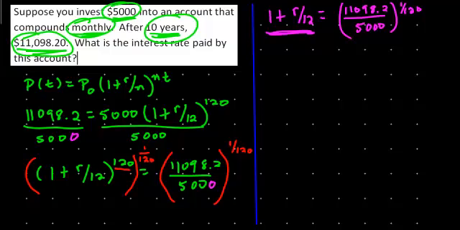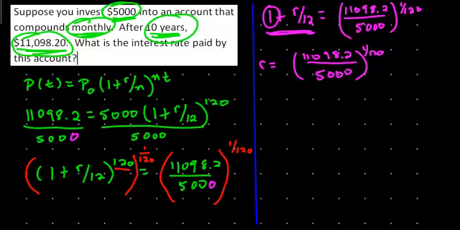I'm going to subtract 1 from both sides and then simultaneously multiply both sides by 12 to get rid of it. That is, R is going to equal this expression here, 11098.2 divided by 5,000 raised to the 1/120th. I'm going to subtract 1, and then to get this 12 out from underneath the R, I need to multiply both sides by 12. Okay? And I think that that's going to give it to us.